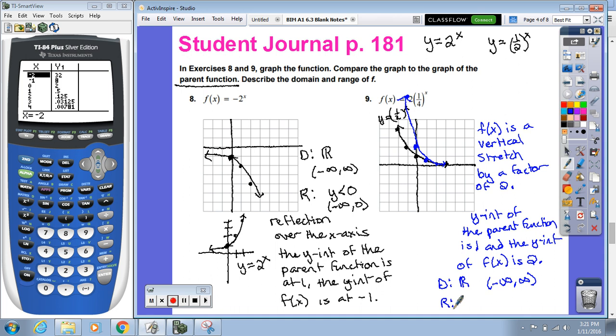Now the range goes up forever, but it only gets closer and closer to 0. It never touches it, and it never crosses it. So the range is going to be y is greater than 0, or we can use this notation. We can say it's going to go from 0 to infinity. Once again, using the parentheses because it's not actually going to touch 0.